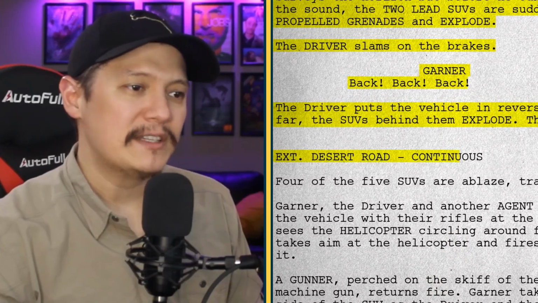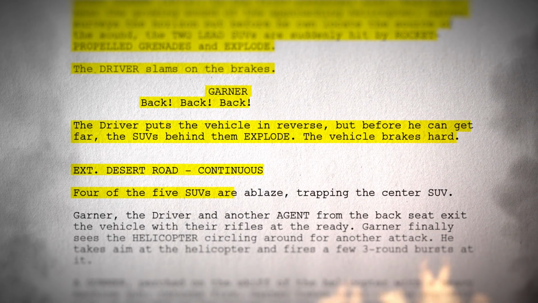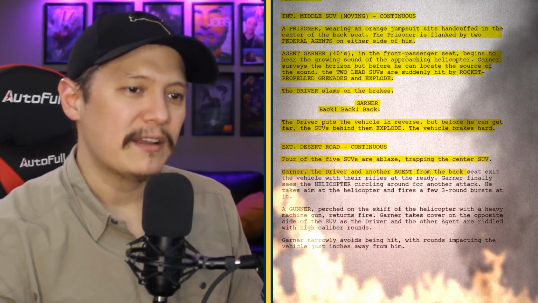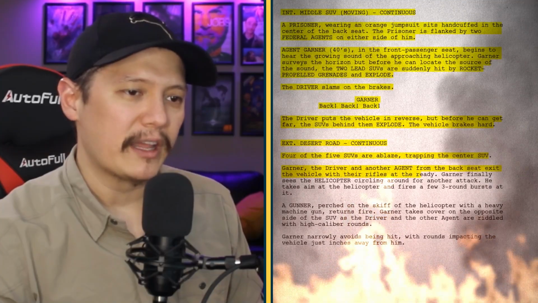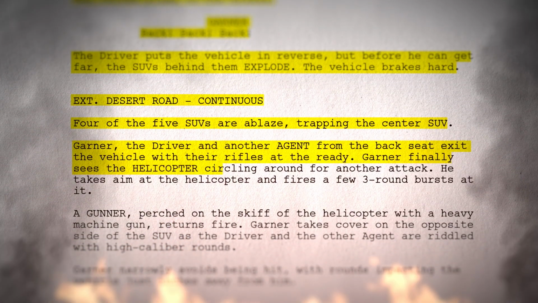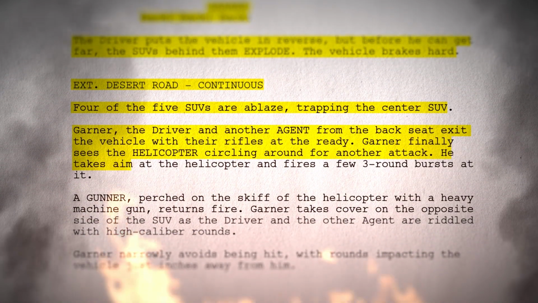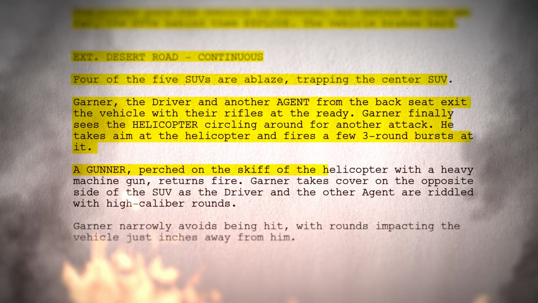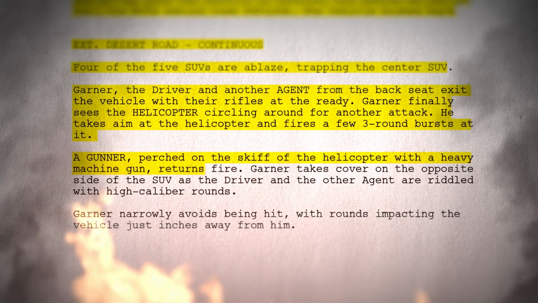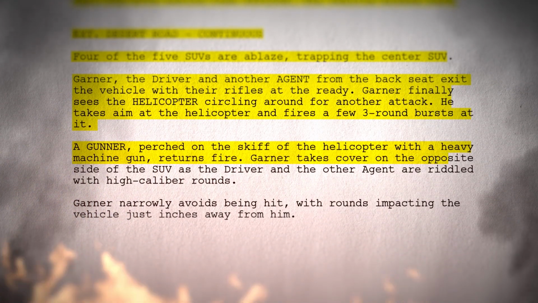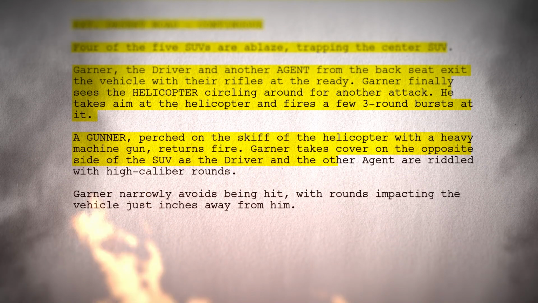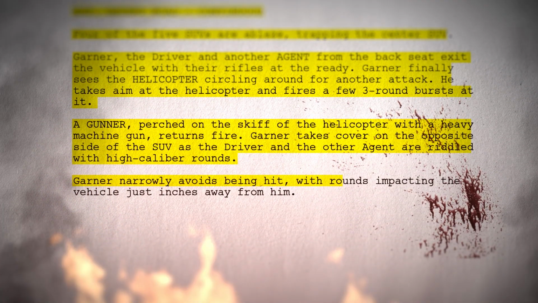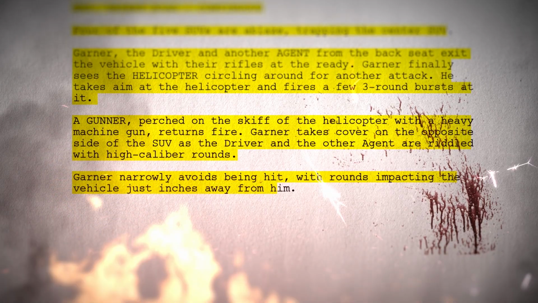Exterior, desert road, continuous. 4 of the 5 SUVs are ablaze, trapping the center SUV. Garner, the driver, and another agent from the back seat exit the vehicle with their rifles at the ready. Garner finally sees the helicopter circling around for another attack. He takes aim at the helicopter and fires a few 3-round bursts at it. A gunner perched in the skiff of the helicopter with a heavy machine gun returns fire. Garner takes cover on the opposite side of the SUV as the driver and the other agent are riddled with high-caliber rounds. Garner narrowly avoids being hit, with rounds impacting the vehicle just inches away from him.